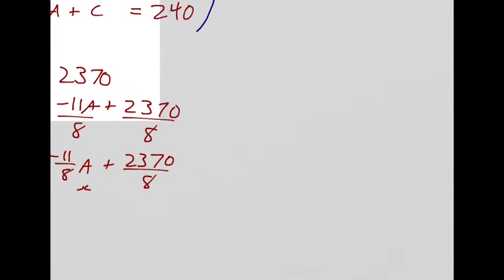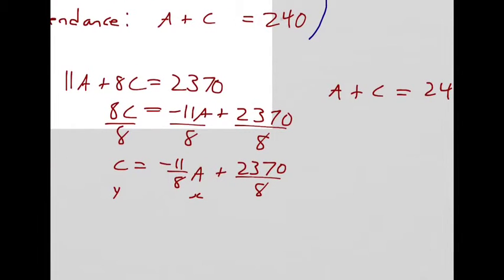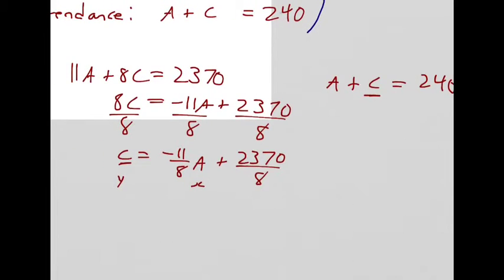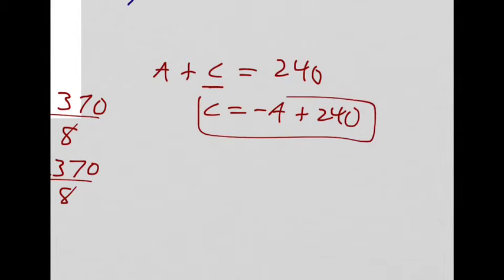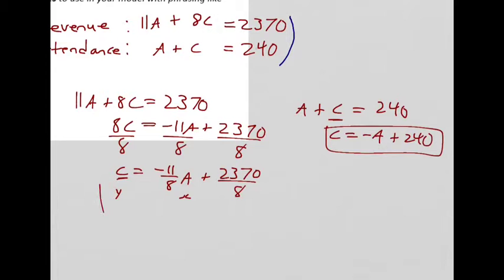Let's take the attendance equation that's currently in general form. Again, we want to solve for c because that's what we solved for in the last equation. If you solve for a in the last equation, then you would solve for a in this one. So this guy would be negative a plus 240. So there's our two equations in slope-intercept form. Let's graph them and figure out how many adults came.